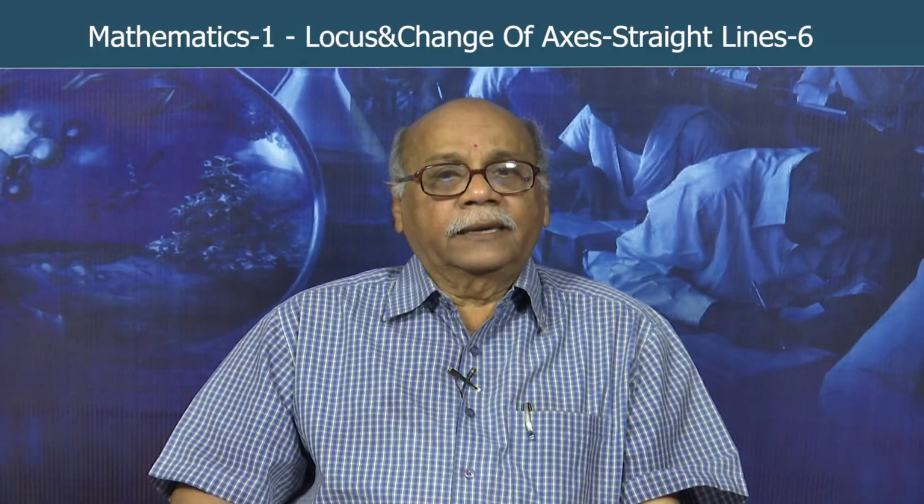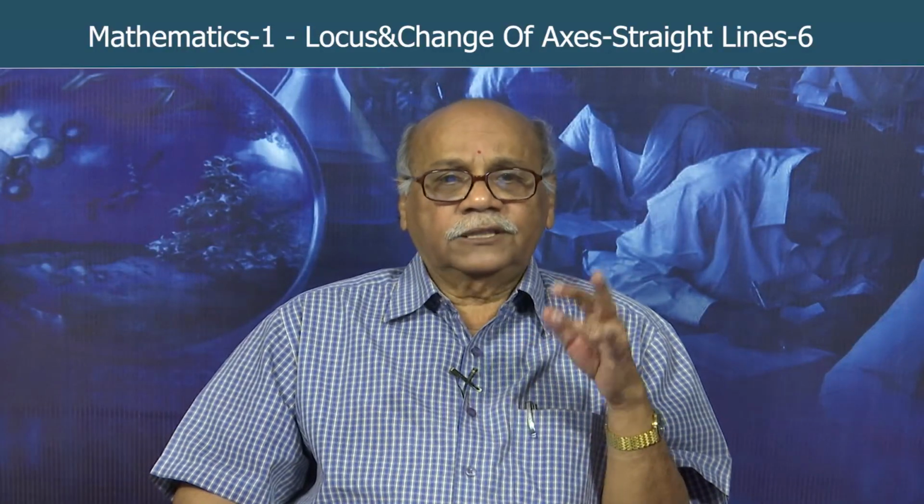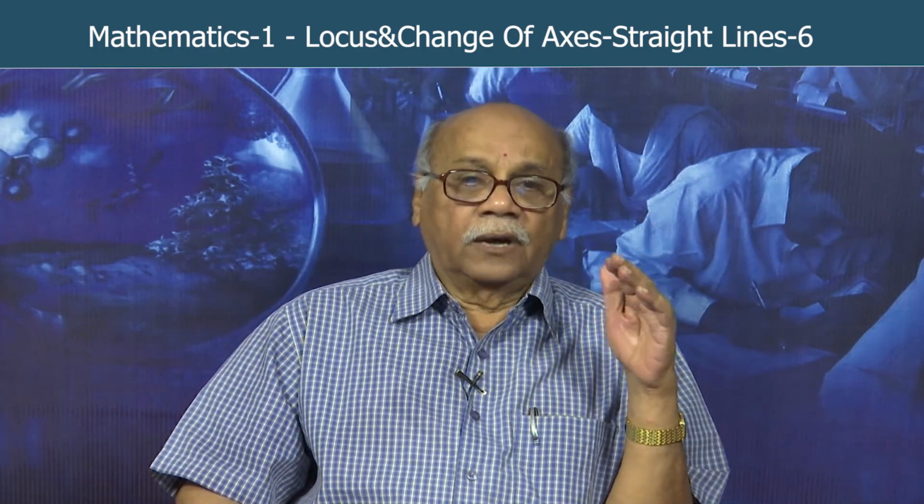Next, I explained the change of axis. The change of axis is actually of 3 types. One is shifting of the origin without changing the direction of the axis, two is rotating the axis without changing the origin, and three is shifting the origin and then rotating the axis. In all these 3, we have discussed the relation between the old and new coordinates, and some problems on them.